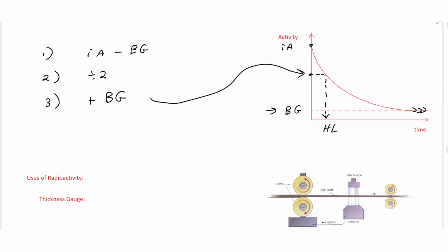So a question like that would have 3 or 4 marks. In the case of the corrected activity graph, it would only take 1 mark if you have no background. Because you have 4 steps here. First, you take the initial value and subtract the background, then you divide by 2, then you add background again, and then you use the graph to get the time. But without background, you just take the initial value, you divide it by 2, and get the time directly.